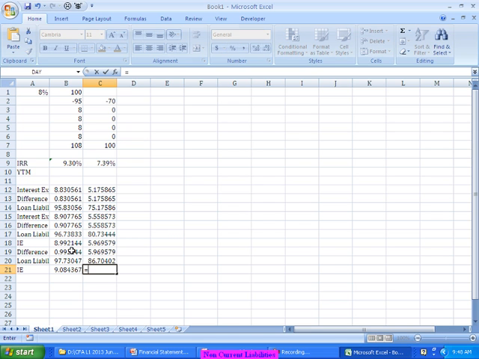And similarly, 7.39% times 86.7. So the difference again is coming out, but you are still receiving 8 in the fourth year also. So this much is outstanding in the fourth year. Here also you are receiving only 8 even in the fourth year. Okay, so that is the difference.